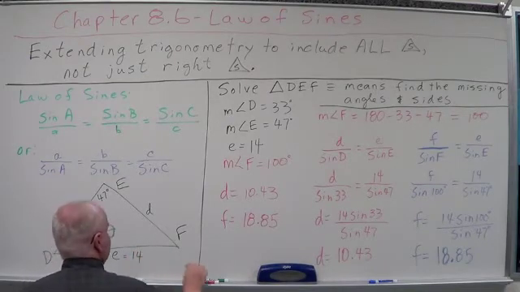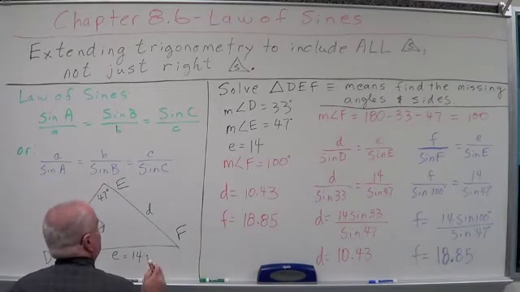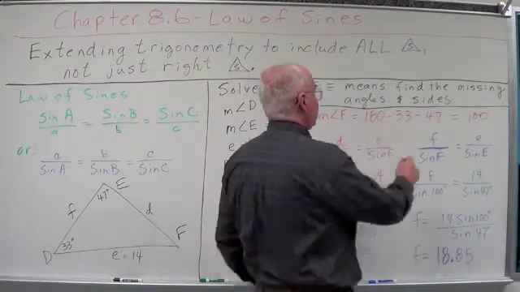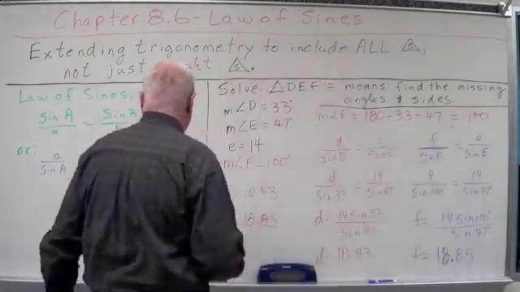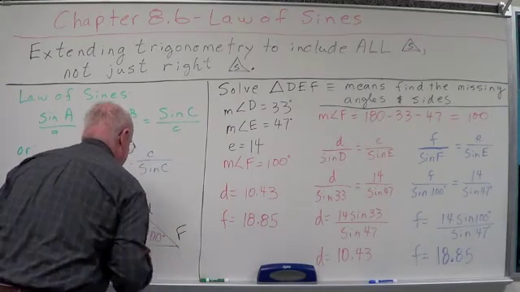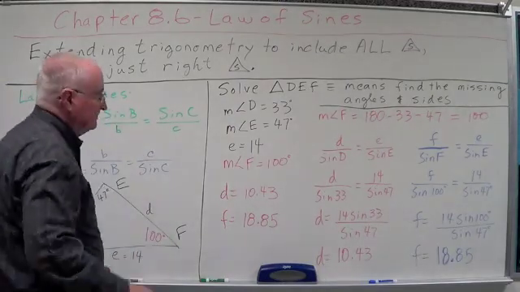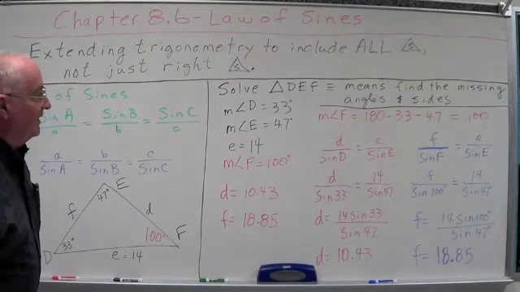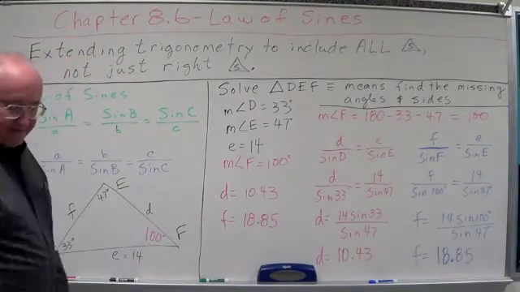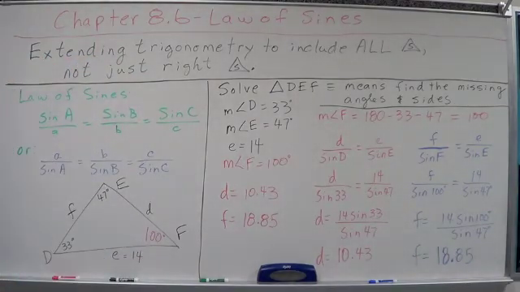Well, we can find what angle F is, the measure of angle F. How? We can simply take 180 minus 33 minus 47, and that equals 100. So what we've got here is this is 100 degrees. So that was easy to solve, stuff we learned way back when. Now let's look at how we use the law of sines to find the other missing pieces, which is we don't know what side D is and we don't know what side F is.